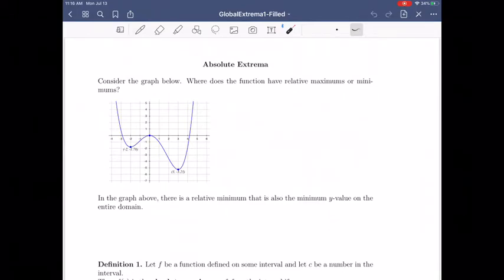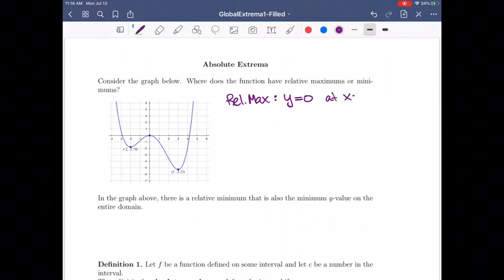So let's start with an example. Consider the graph below. Let's first find the relative maximums and minimums for this graph. We're going to have a relative maximum. We want to think, where's the graph the biggest? That's going to be this little peak right here. So there's a relative max of y equals 0, which happens at x equals 0. Remember, the relative maximums are the y values.